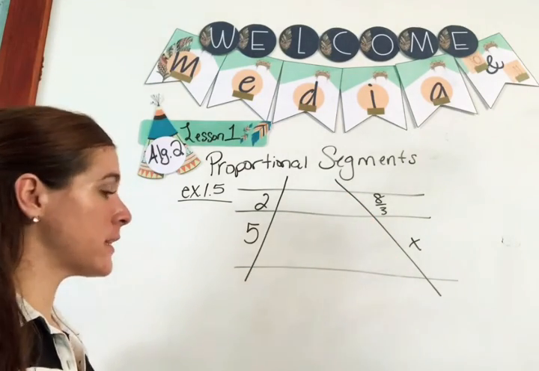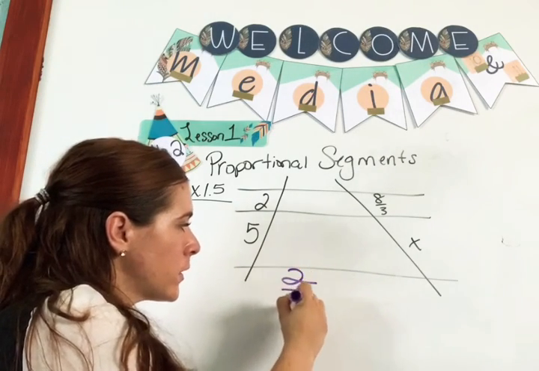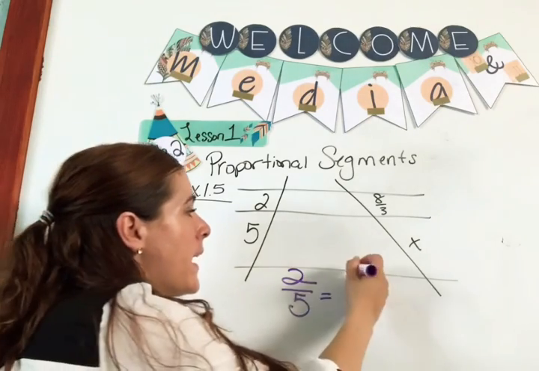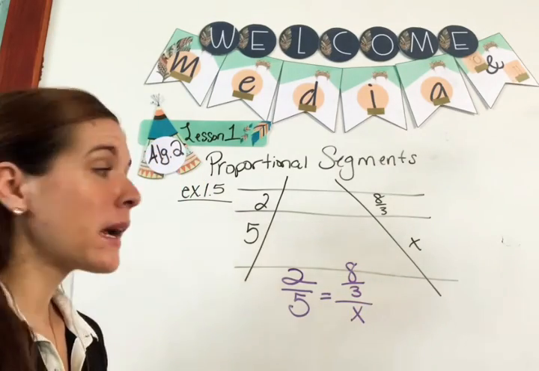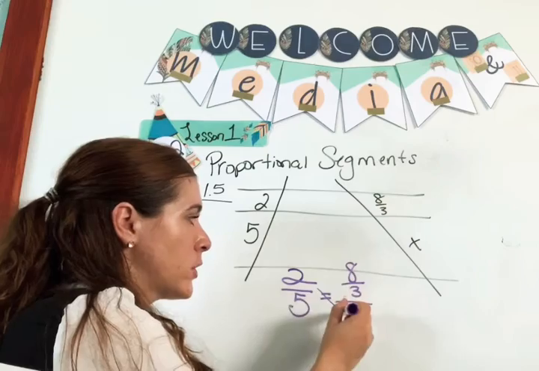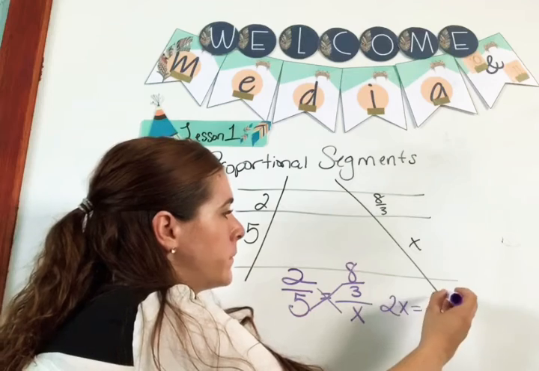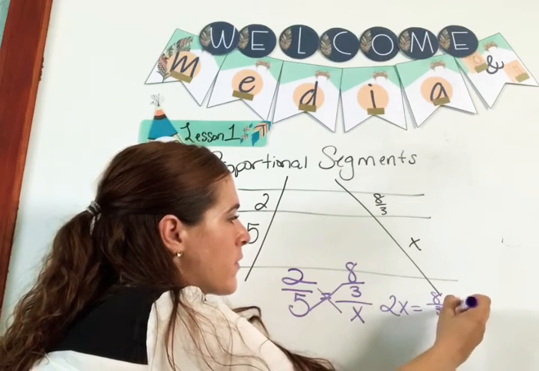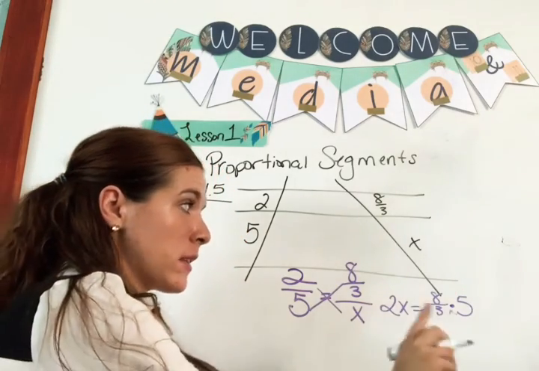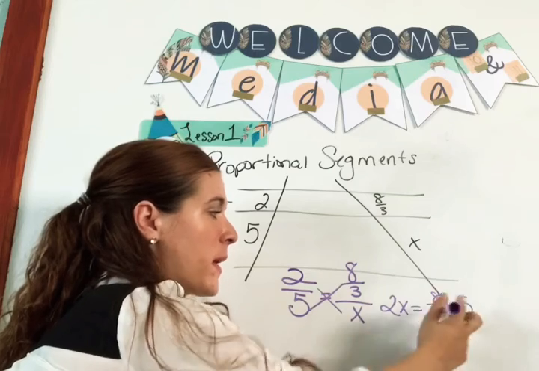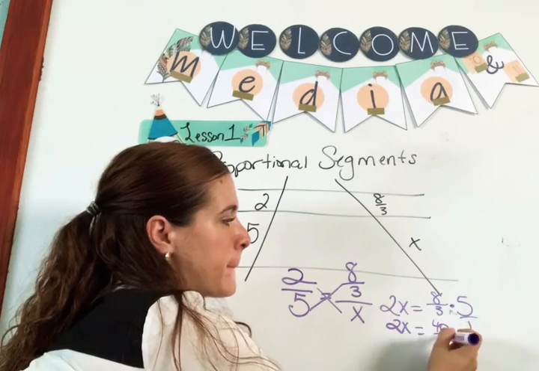So what are you gonna do? You're gonna set it up like a proportion. You're gonna set it up like fractions. You have 2/5 equals 8/3 over x. Okay, and then here comes our algebra. You crisscross and multiply, right? You got 2x equals 8/3 times 5. Okay, let's put that little dot right there so we don't get confused by what that is. So let's multiply there. 2x equals, that's 5/1, so that's 40/3, right?